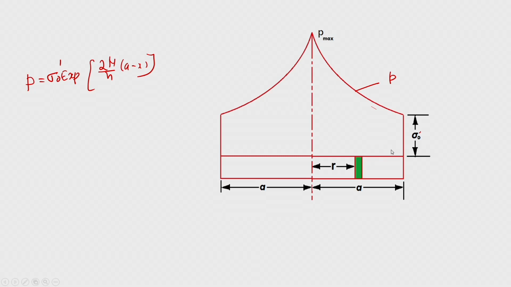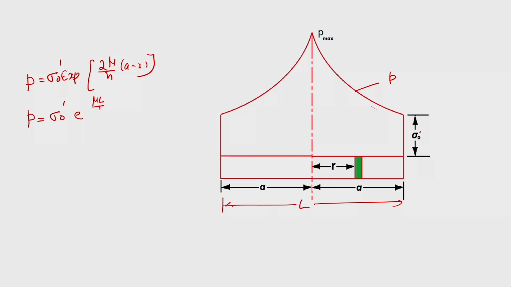Now, we can also write this relationship in terms of length. Suppose you take L is equal to 2a. Then we can also write it in this form, p is equal to sigma 0 dash into e raised to mu L by h into 1 minus 2x by L, where L is equal to 2a.